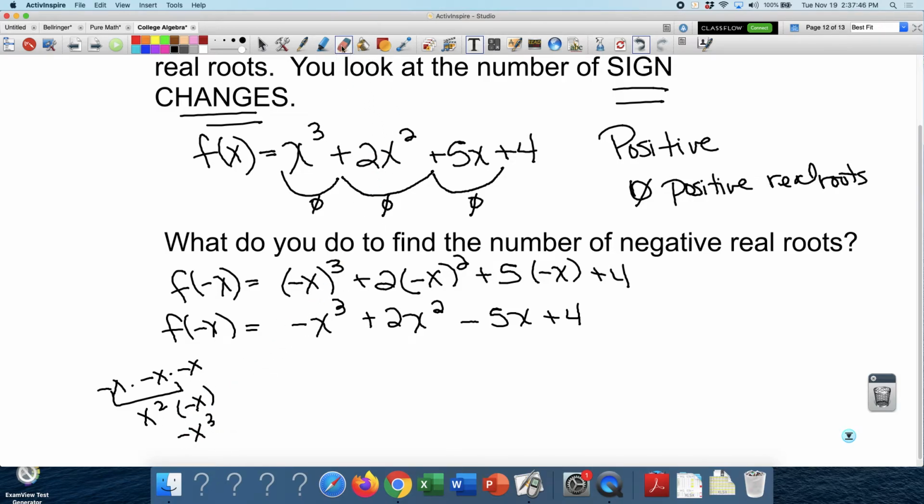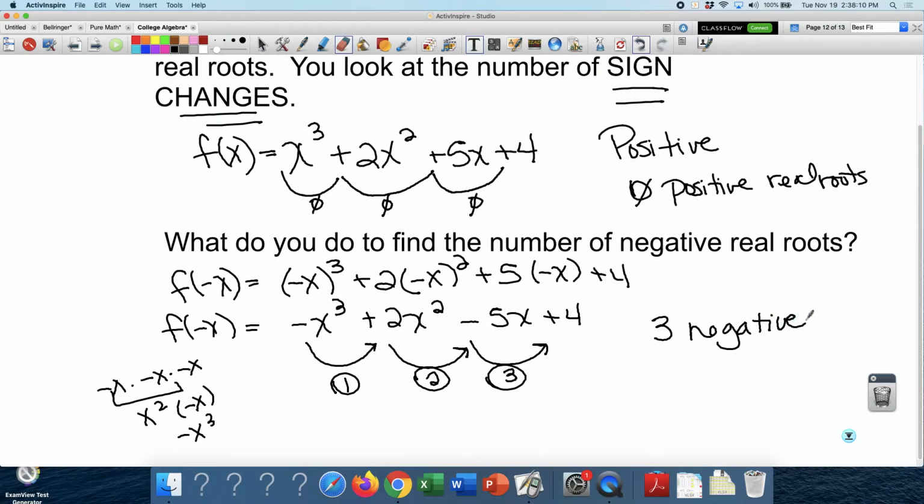So anyway, let's look at what's happening. Sign change. It goes from negative to positive. Sign change. That's the second one. It goes from a negative to a positive. Sign change. So it actually has 3 negative real roots.